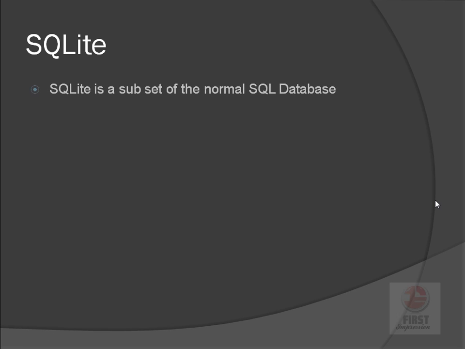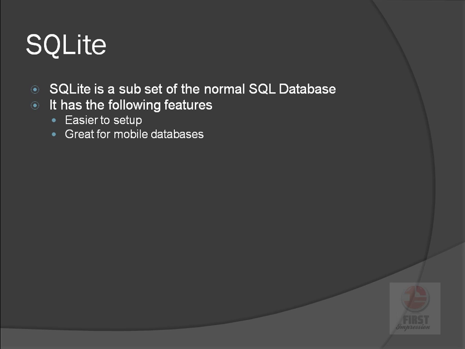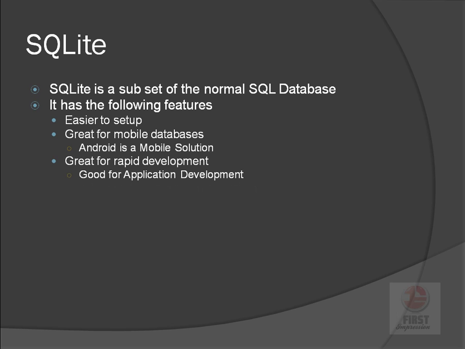SQLite is a subset of the normal SQL database. It has the following features. First, it is easier to set up. Second, it is great for mobile databases, and Android is a mobile solution, so it is very good for Android as well. Third, it is great for rapid development. It is also great for embedding inside an application.